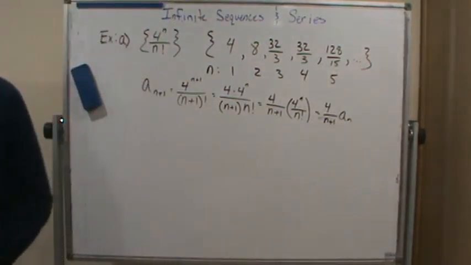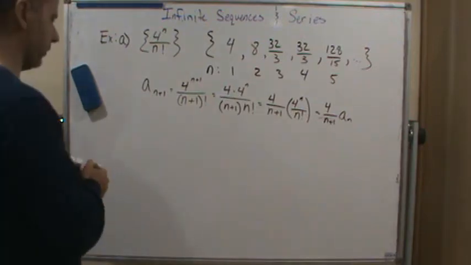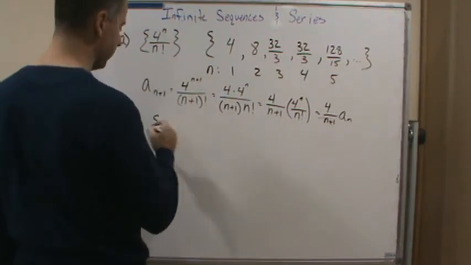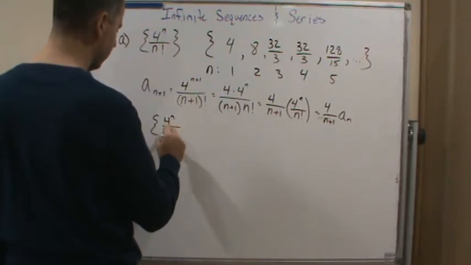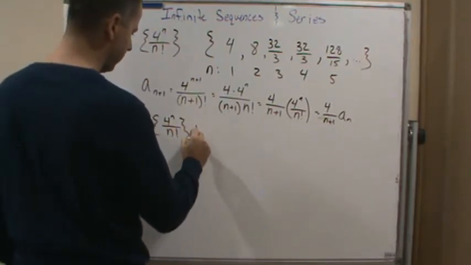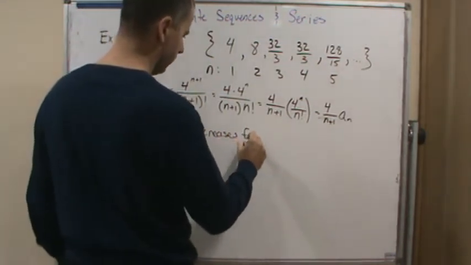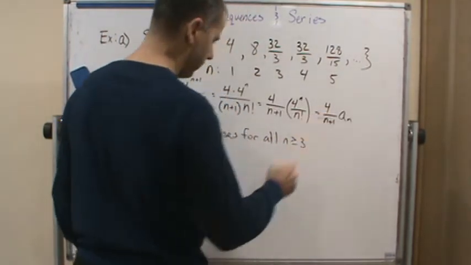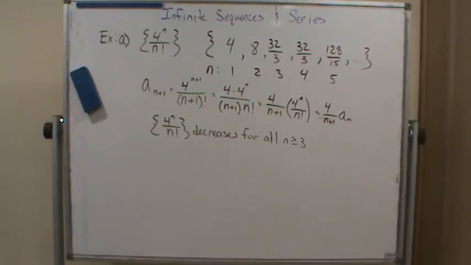Okay, so now we know it's decreasing for all n greater than or equal to 3. So this is a decreasing sequence, not a decreasing function. So 4 to the nth over n factorial decreases for all n greater than or equal to 3.